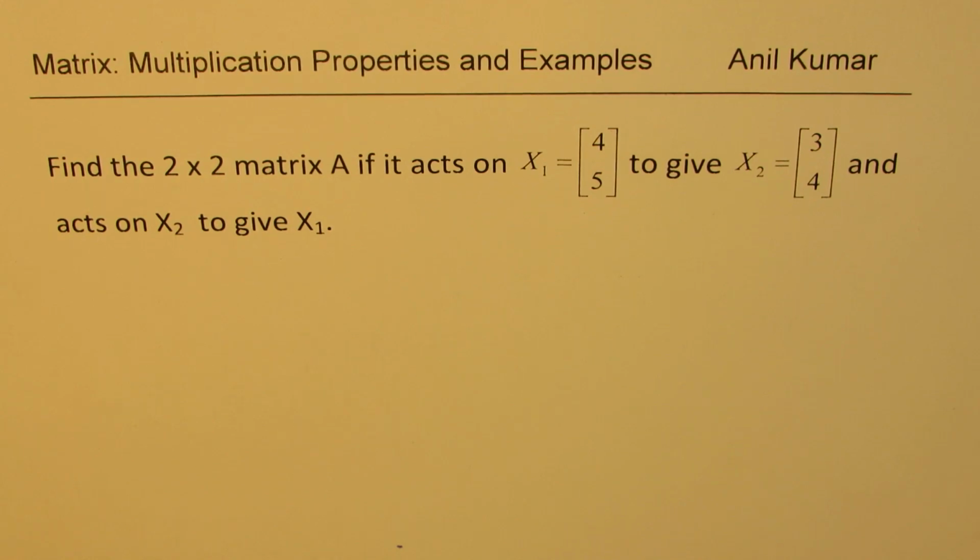We have learned basic properties about multiplication of matrix, and based on that, here is a question. Find the 2 by 2 matrix A if it acts on x1, a column matrix 4 5, to give x2, 3 4, and acts on x2 to give x1. That's kind of a tricky statement. I'd like you to pause the video, work on this, and then look into my suggestions.